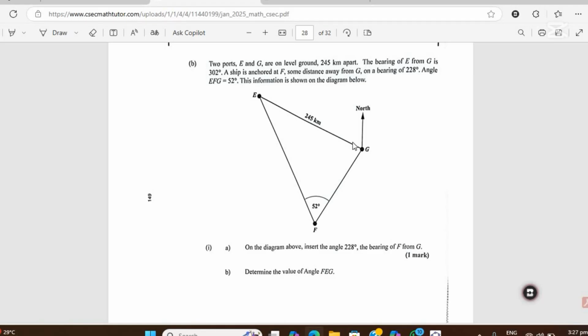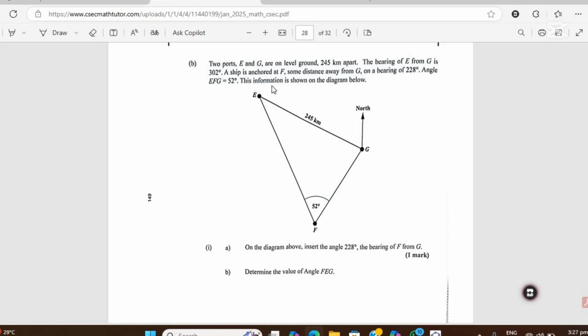So port E and port G are on level ground, so they are flat. Even though the diagram would look like one is in the air, they are on flat ground, but their elevations are different from each other. They tell us that they are 224 kilometers apart. If you take a string from E and connect it to G, that's the distance that you'd get.